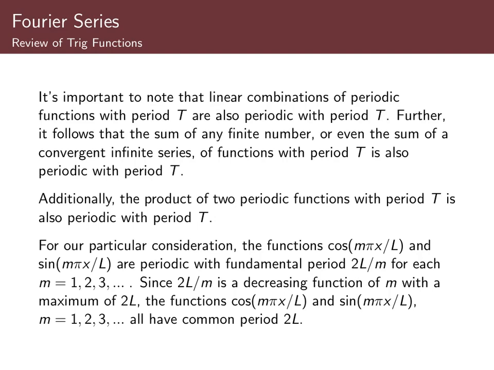As we said before, we're going to try to build functions from these cosine and sine functions, called Fourier basis functions, and they're all periodic with fundamental period 2L over m. We'll take the smallest of those, which is just 2L divided by 1, and note that all of these functions are thus periodic with period 2L. For example, cosine of 3 pi x over L has period 2L over 3, but it's also 2L periodic.